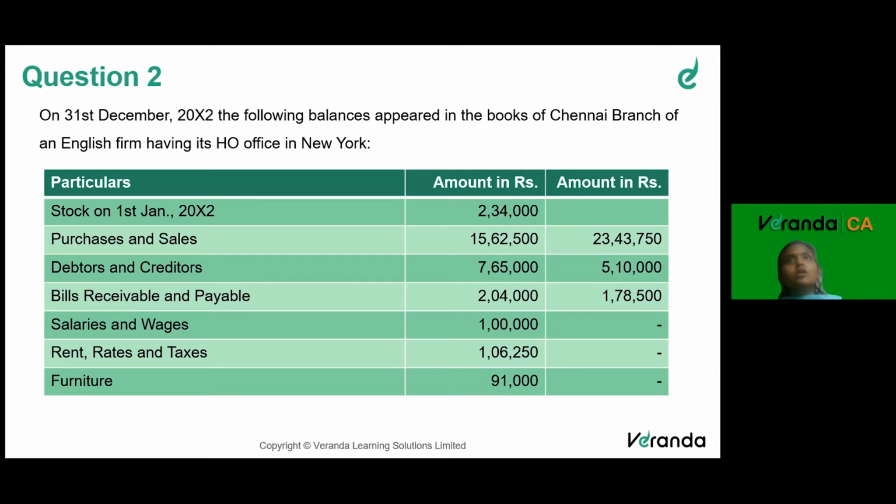$1 is always not equal to 60 rupees or 70 rupees. We cannot consider this as a standard one. One day it will be 60, one day it will be 63, 62, 61, and so on. So we need to account for these rates correctly. So there is a standard way of adopting what rate for what line item.